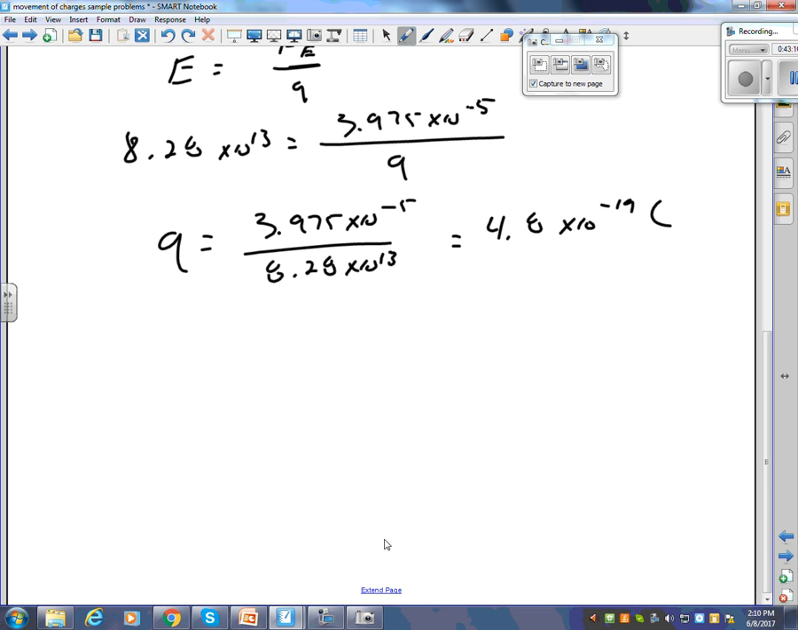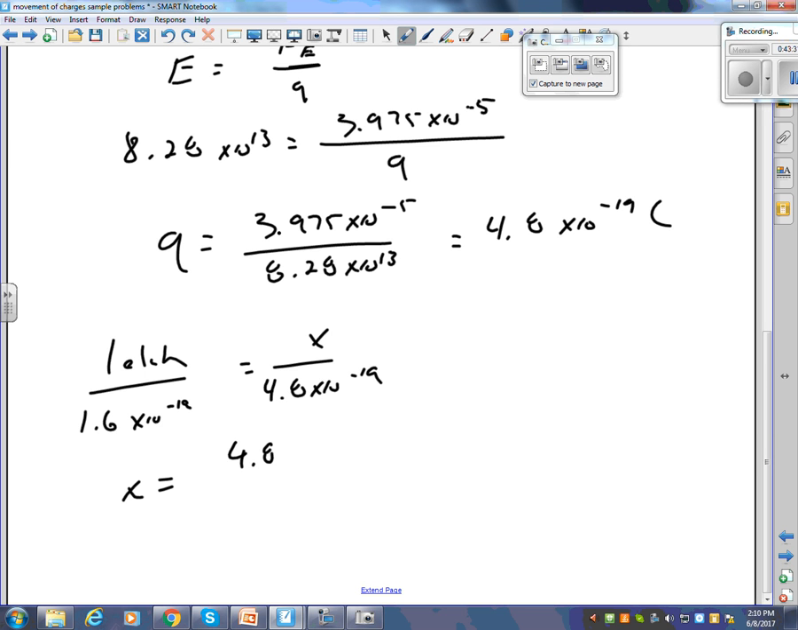Okay, last up. 1 Elch is 1.6 times 10 to the minus 19. So how many Elches is 4.8 times 10 to the minus 19? And literally all you're doing is dividing. And the answer? Yeah, that is the answer. 4. There you go.